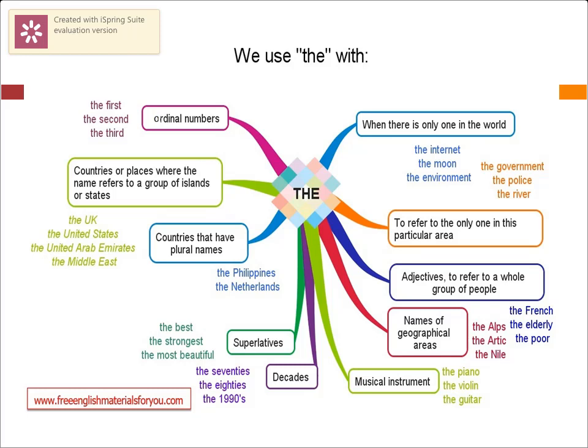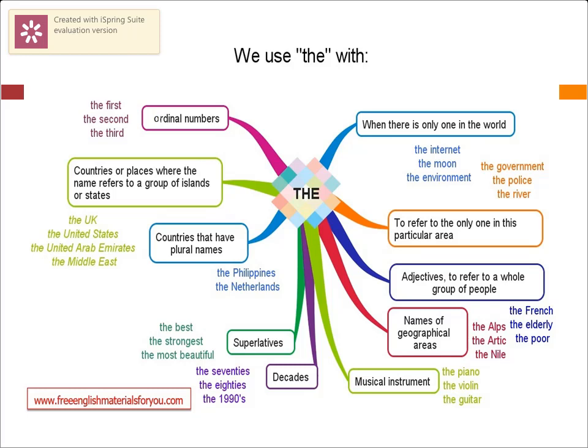We also use the to refer to a whole group of people, like the French, the rich, the poor, the elderly. We also use the before the names of geographical areas, like the Arctic, the Alps, or names of rivers like the Nile, the Ganga.